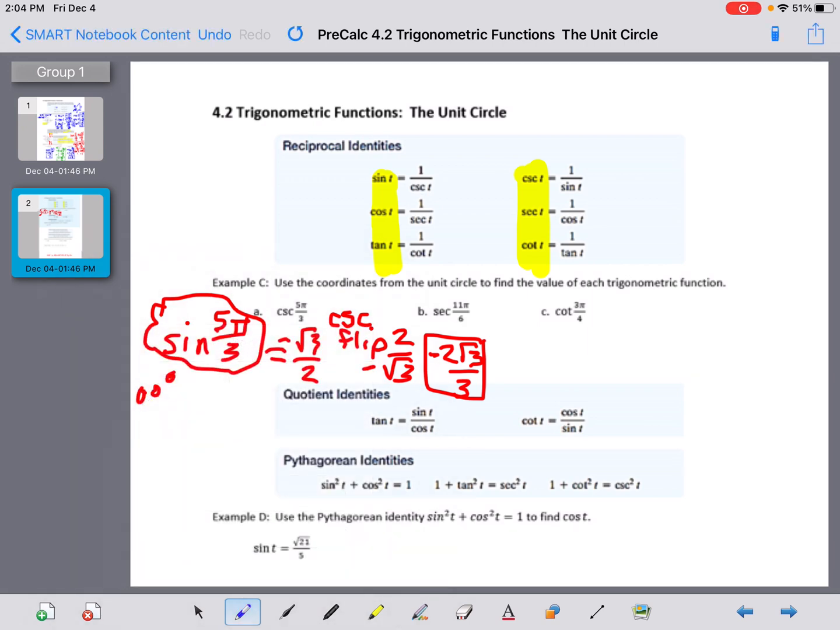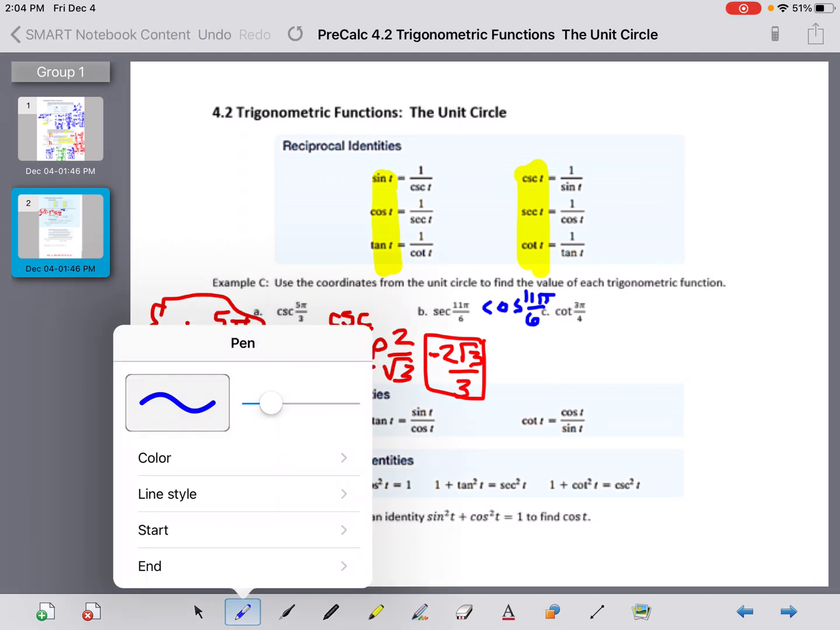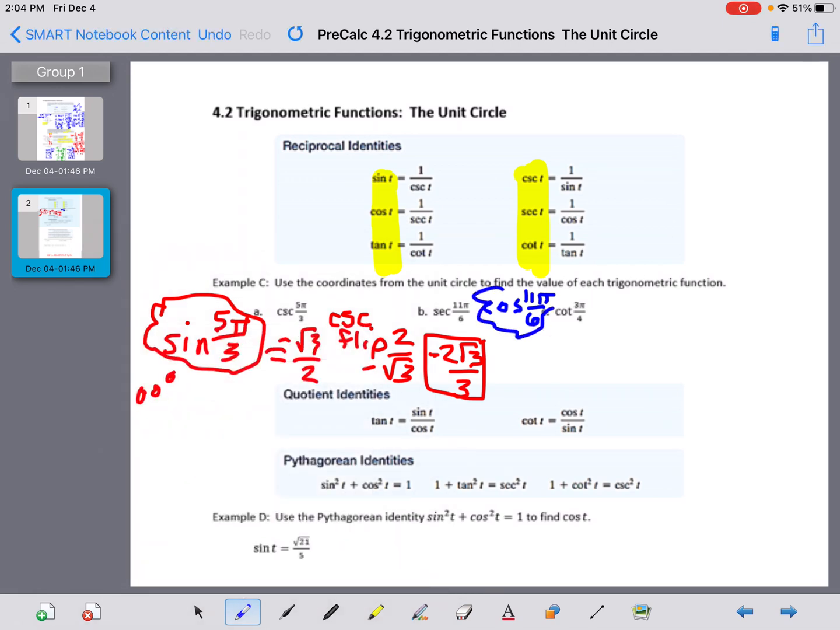So when I see secant, I need to think cosine, right? By the way, guys, how do I remember which one goes together? Don't ever put the s's together. Don't ever put the c's together, right? So sine needs to go with the other c, which is cosecant, and cosine, which starts with the c, needs to go with the s, which is secant. Okay, so what I'm thinking is cosine of 11 pi over 6.